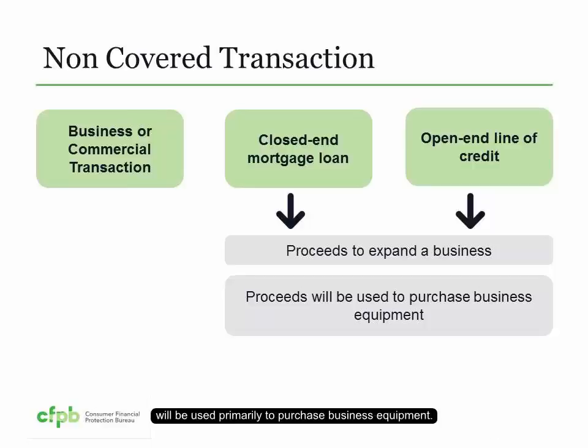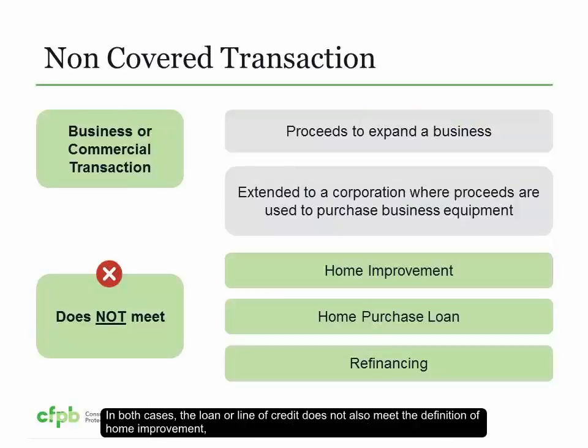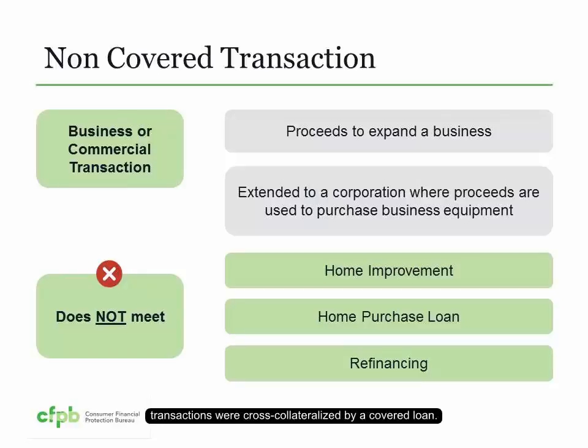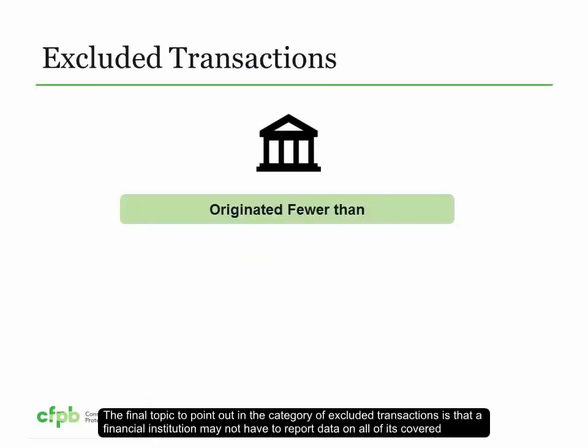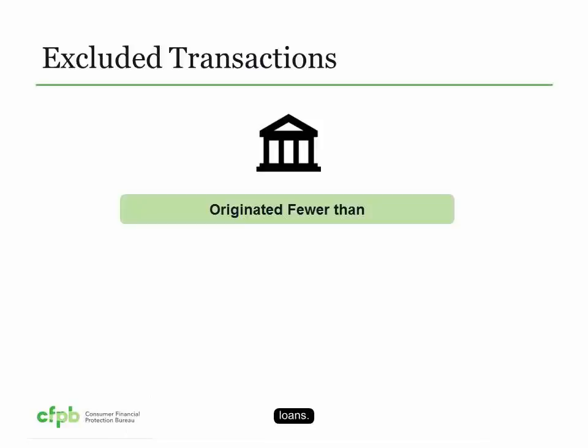Another example is where the proceeds of the closed-end mortgage loan or open-end line of credit will be used primarily to purchase business equipment. In both cases, the loan or line of credit does not also meet the definition of home improvement, home purchase loan, or a refinancing. Such transactions would be excluded even if the transactions were cross-collateralized by a covered loan. The final topic to point out in the category of excluded transactions is that a financial institution may not have to report data on all of its covered loans.